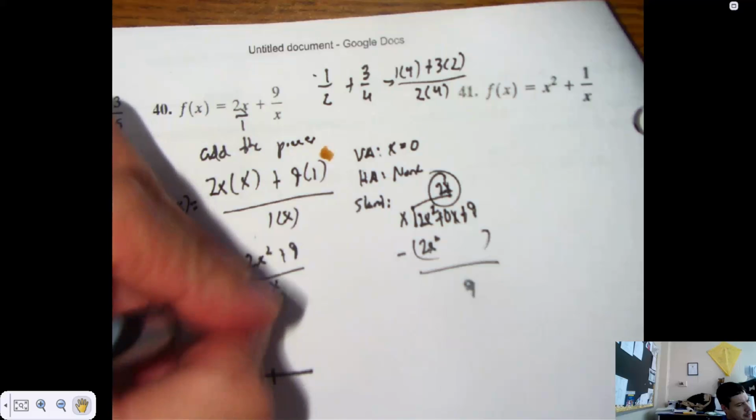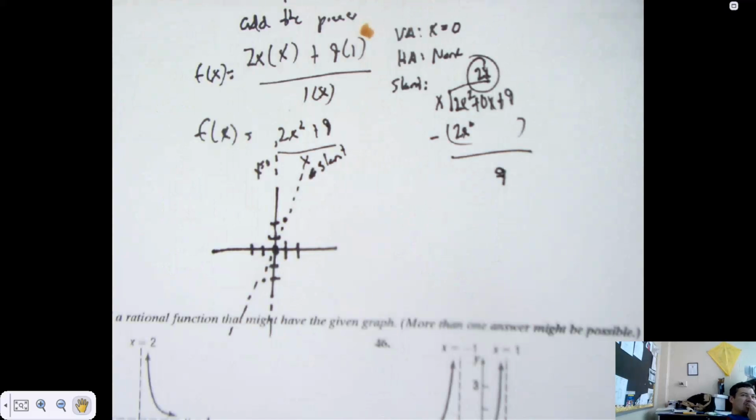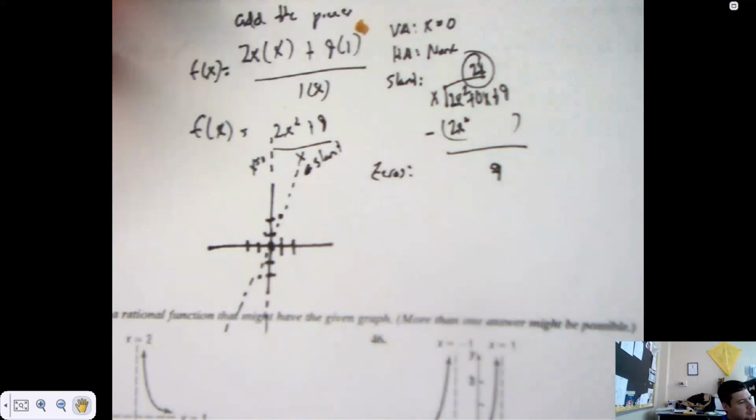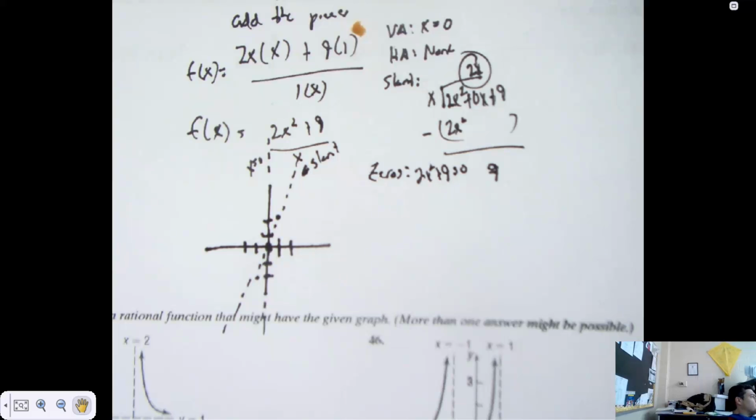There's my slant. I forgot to find it, but you talk about zeros. You said 2x squared plus 9 equals 0. Is it going to have any zeros? Why not? If 2x squared plus 9 is 0, does it have any zeros?